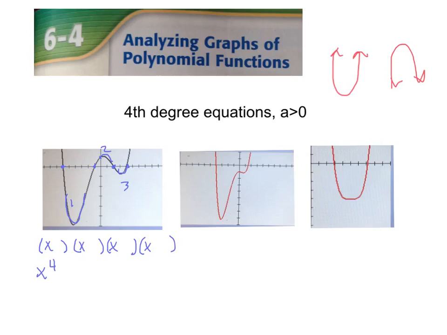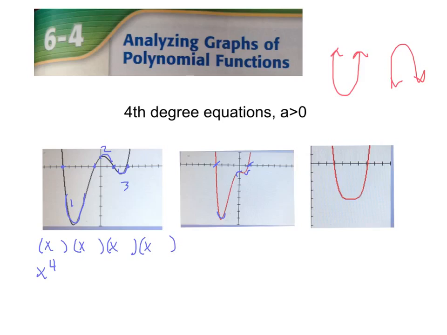Why is that important? Because when you look at the next graph, you might wonder, well, I only see 2 real zeros. Am I seeing the whole graph? Well, you still have 3 turns. Here's a turn, 1, 2, 3. So you've got 3 turns, which means you're seeing the entire graph of this fourth degree equation.